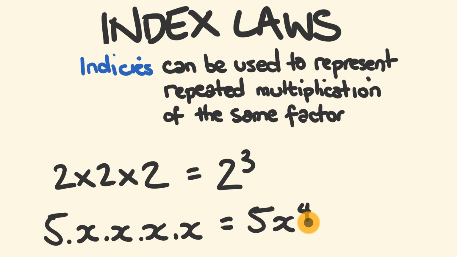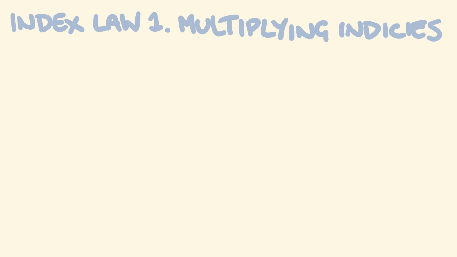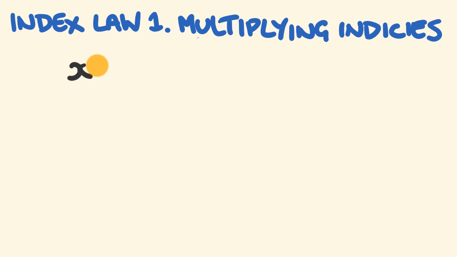But what are the index laws? Now the index laws are rules or shortcuts that we can use when adding, subtracting, multiplying or dividing two or more indices together. So, for example, and this is a great segue to get into index law 1, we're going to have a look at if we wanted to multiply two indices together. Say we wanted to multiply x to the power of 3 by x to the power of 2. What would this be equal to?